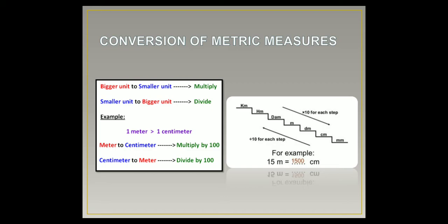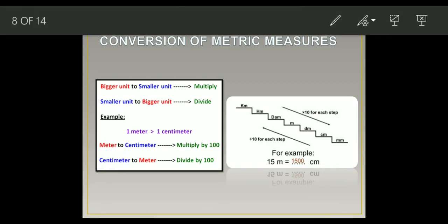Now if you see, meter is the largest unit compared to centimeter, right? So it is from larger to smaller. You can see meter is here and centimeter is here. So meter is higher compared to centimeter, right? So when I'm going from bigger to smaller, what should I do? I should multiply. So now how will I multiply?